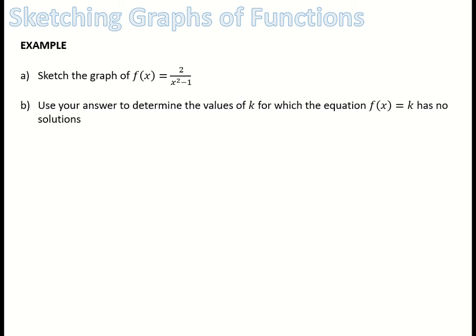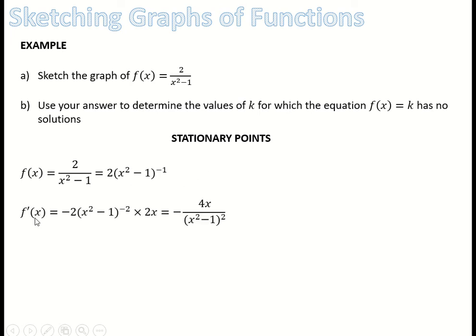Okay. Right, so the next thing to look at is the stationary points, and obviously if we're going to find the stationary points, then we need to start differentiating. Okay, you could use the quotient rule for this, but it's probably easier actually to just use the chain rule. So this is obviously the same as 2 times (x squared minus 1) to the power of minus 1, and we can use the chain rule from there, in which case it becomes minus 2 (x squared minus 1) to the power of minus 2, multiplied obviously by the derivative of the brackets, so times by 2x, and simplify it into that.